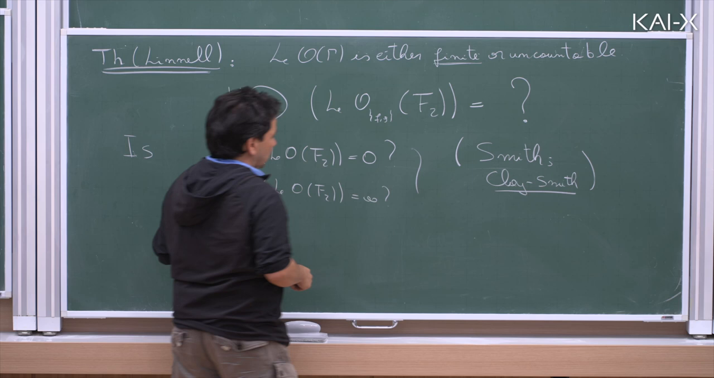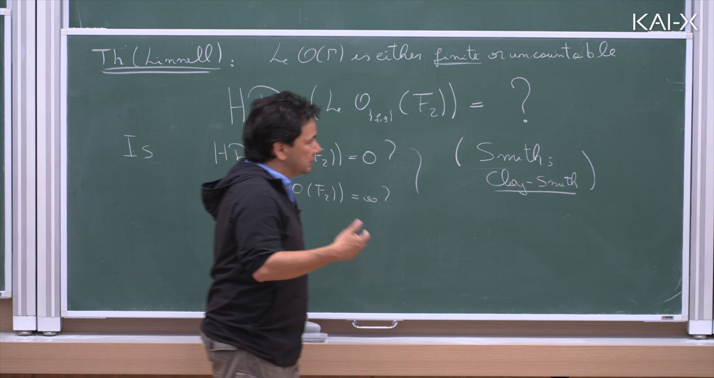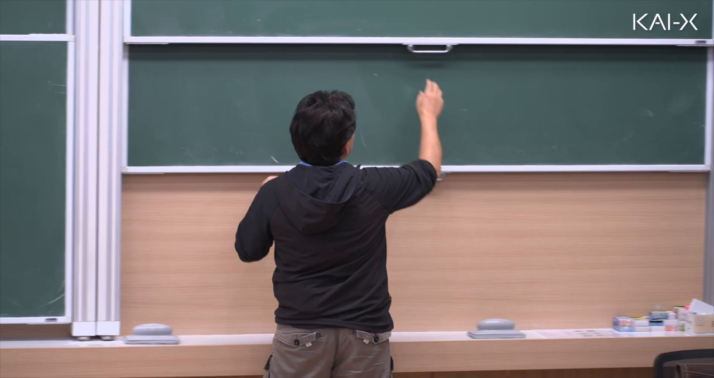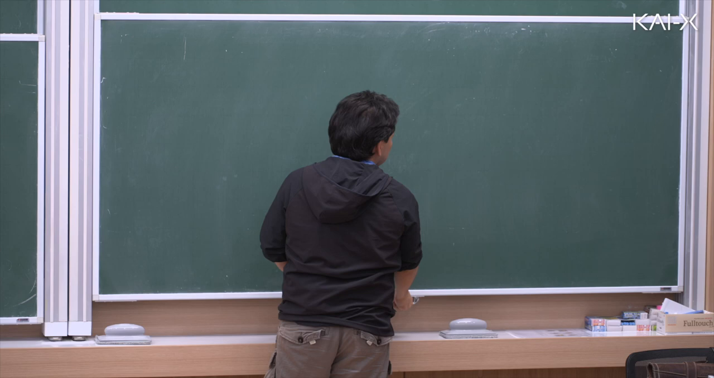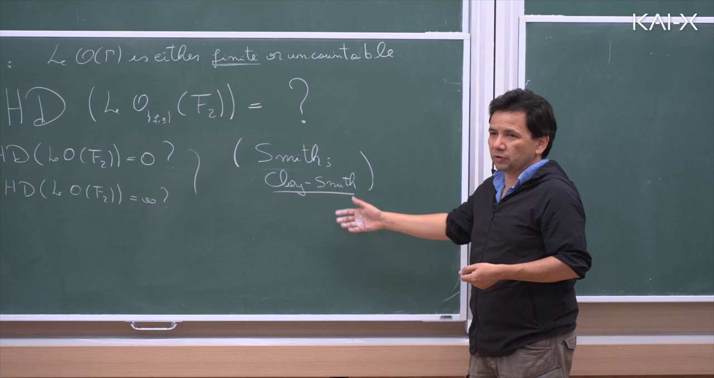So the conjecture is that somehow it should be as large as possible, because we are dealing with the free group, and the free group has no restriction at all. But okay, this is even interesting to put in a computer.